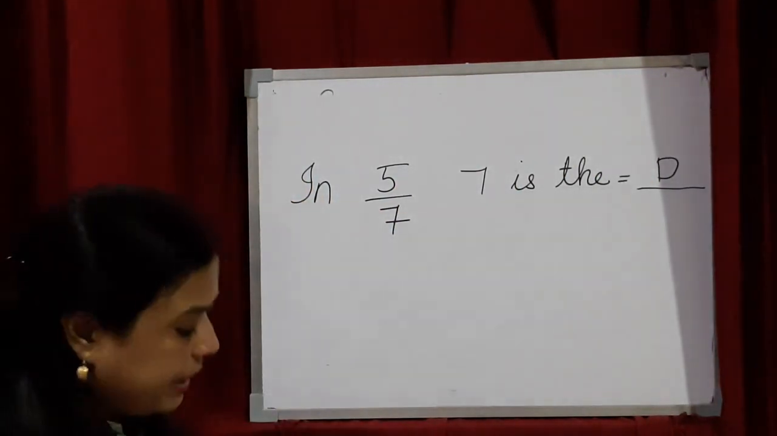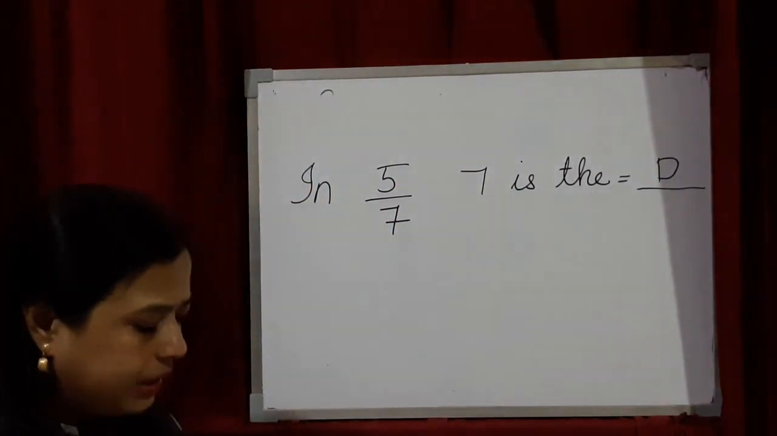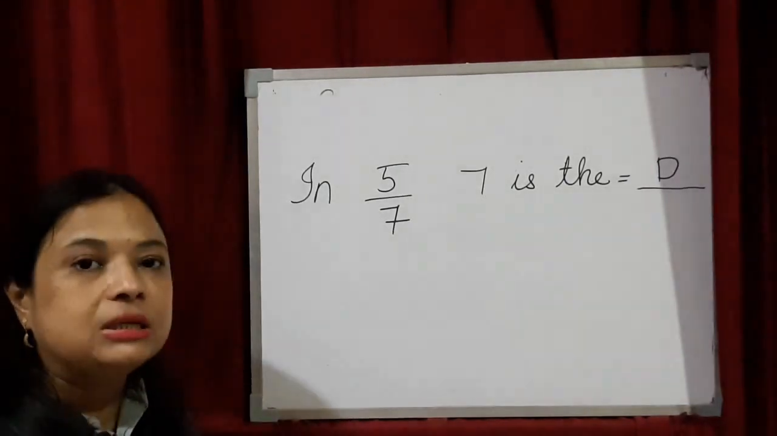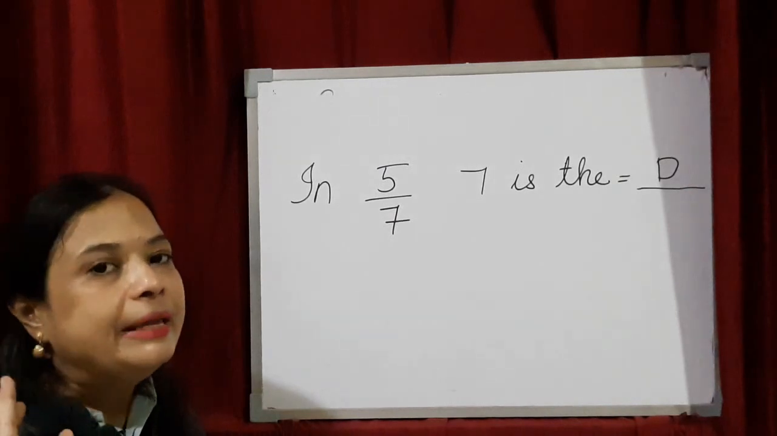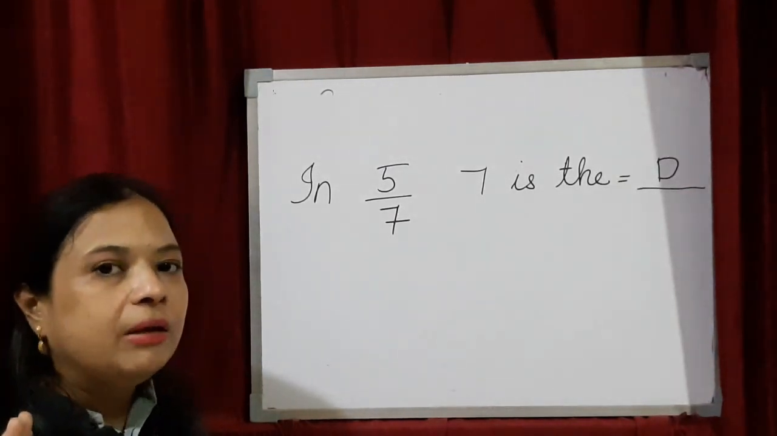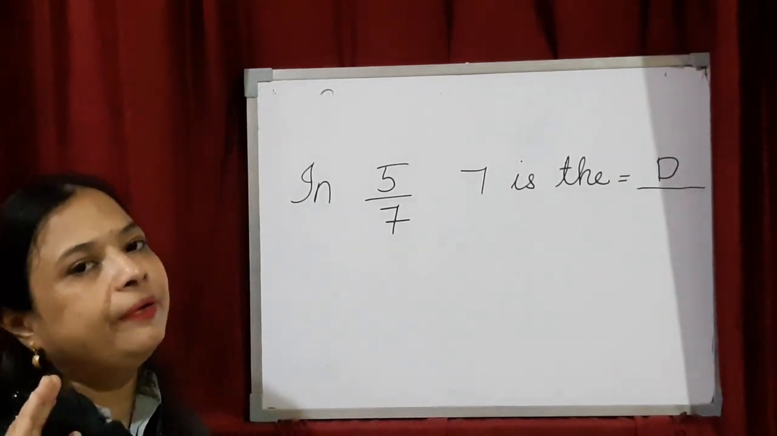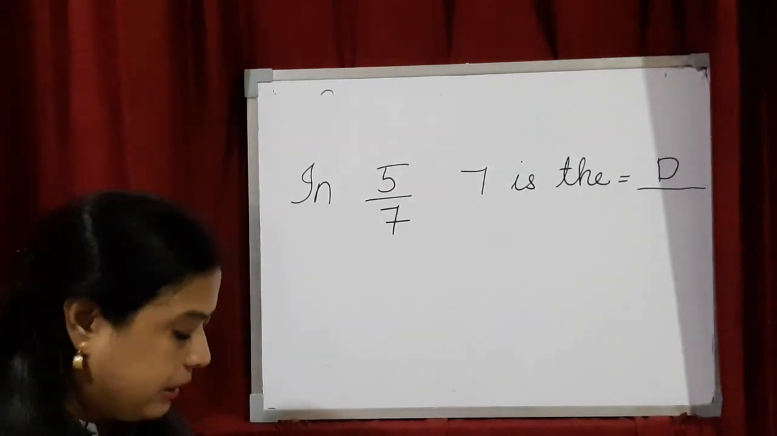Okay, so in the same way, what is given in the next? 11 upon 17. So 17 is the, what is 17 here? Denominator. So you will mention only D over there. If it is the numerator number, you have to write N, and if it is the denominator number, you have to write D. Okay.